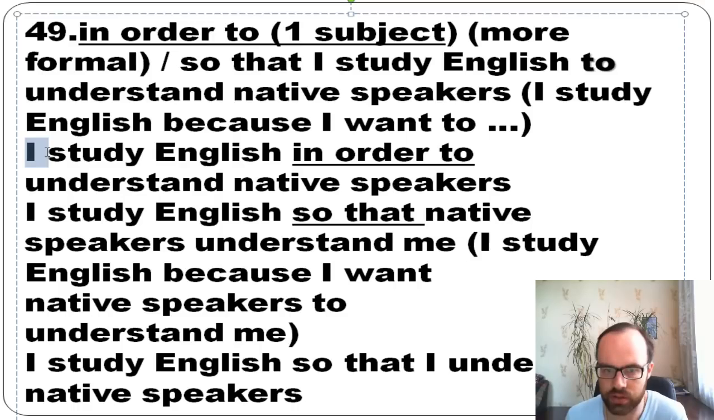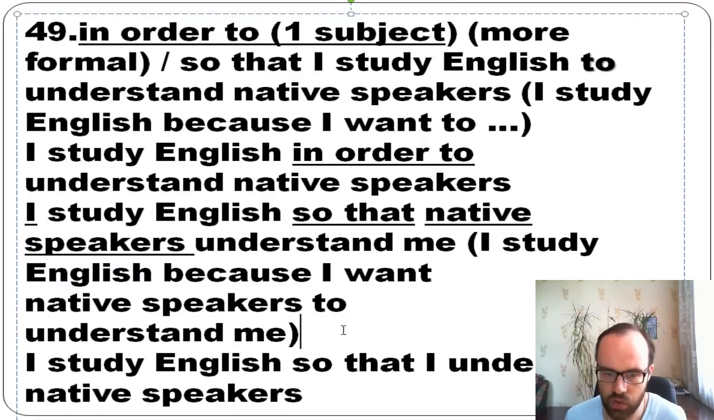And we use so that if there are two subjects. Look, it's the first subject. I study English so that, this structure, so that, and native speakers, it's the second subject, so that native speakers understand me. So I study English because I want native speakers to understand me.